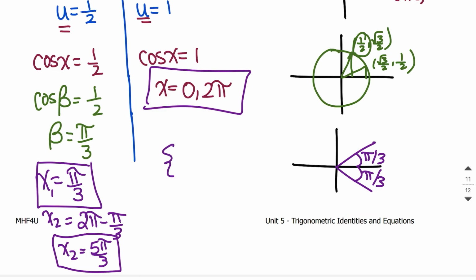And then if I were to write this in numerical order, I would have 0. This is my first value, my second value, my third value, just going from least to greatest. And then this would be my fourth value.